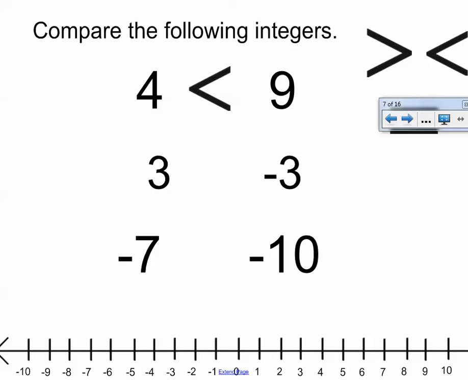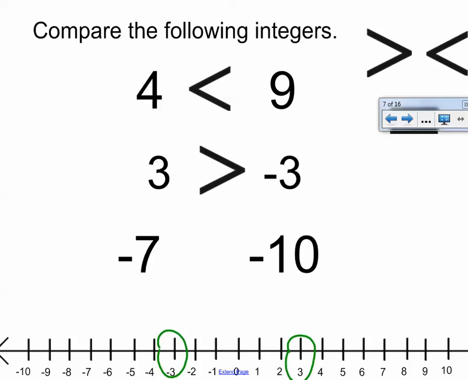Now let's think about a positive 3 and a negative 3. Write down positive 3 and then write down negative 3. Let's look at our number line. Again, the farther right on a number line, the bigger my numbers are. So which one's farther to the right, positive 3 or negative 3? Positive 3 is farther to the right, so positive 3 would be my bigger number. So I would write down positive 3 is greater than negative 3.